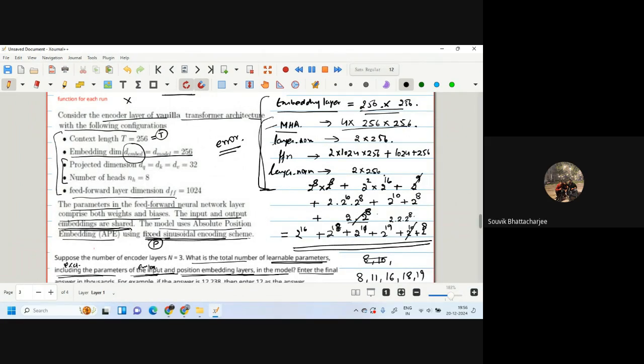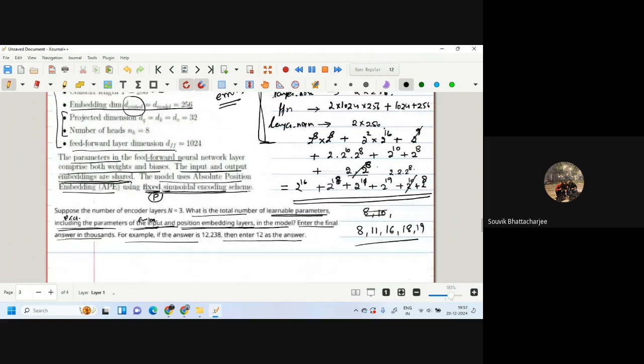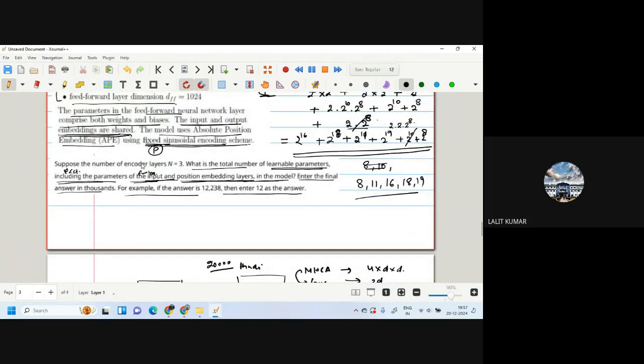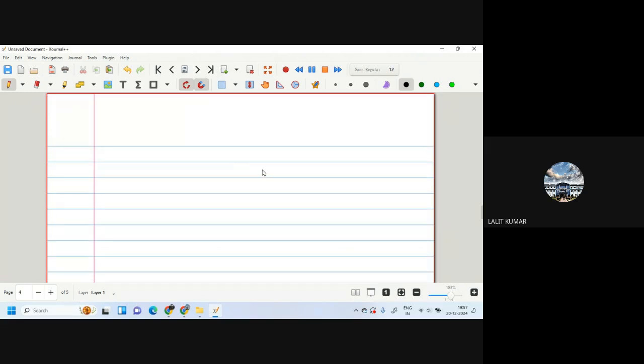Also, one question: if there was position encoding which was not fixed, it should be T into D model, right? See, the positional encoding will depend on the clipping also. Clipping also, yes. Okay, because your clipping is also there. So shall we cover some basics of positional encoding? Yeah, sure.